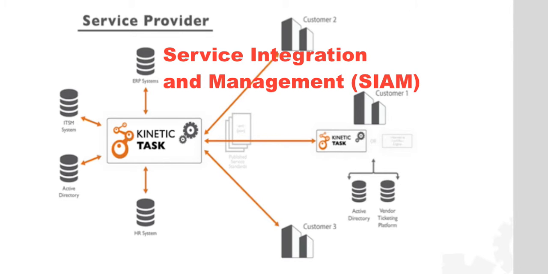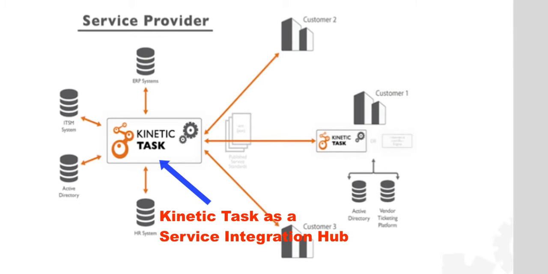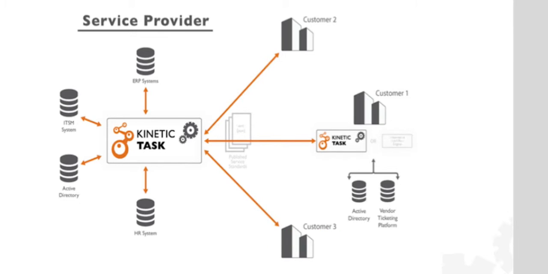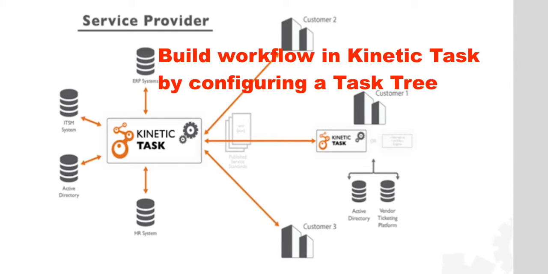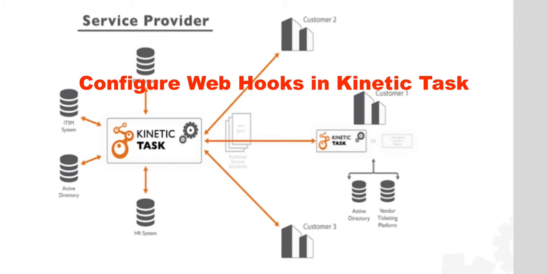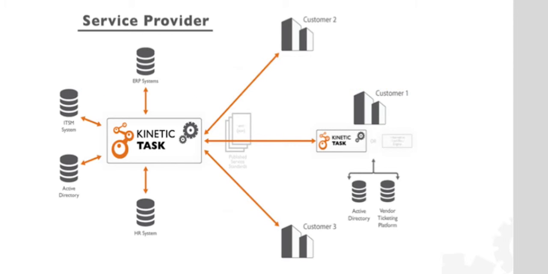Service providers can implement a service integration and management strategy using Kinetic Task as a service and integration hub to automate processes across systems. Setting up a SIAM strategy includes the following steps. Determine the inputs needed in order to create or update tickets in an external system. Build a kinetic tree to facilitate the business routing requirements. And then set up webhooks to call Kinetic Task on each system that needs to be kept in sync.